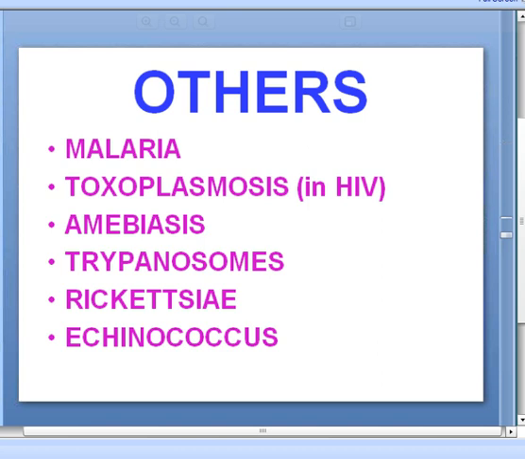As a final thing, we said this before, but we'll say it again. If you have a space-occupying brain lesion in an HIV patient, it's either going to be a lymphoma or toxoplasmosis. One is a neoplasm and one is an infectious disease. But together, they comprise over 90% of the space-occupying lesions of HIV patients.